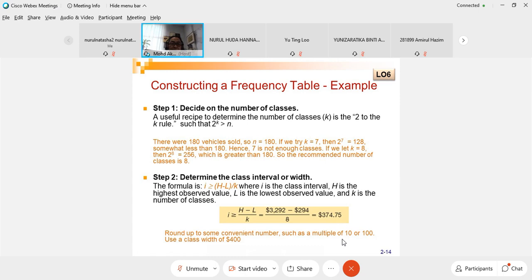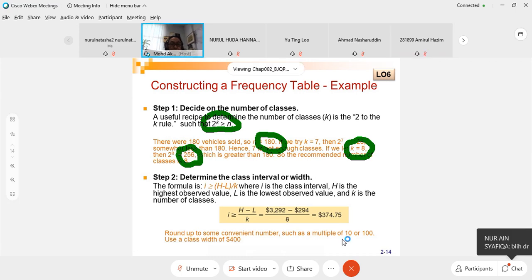When fulfilled, k equals 8, that means our number of classes equals 8. First calculation, we found 2 power by 8 equals 256. This 256 is more than 180. So in this formula, 2 power by k more than n, 256 is more than 180, which is okay. That means k equals 8, and our number of classes equals 8. Any questions?